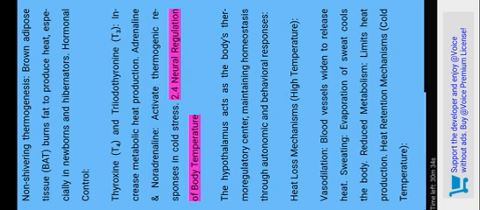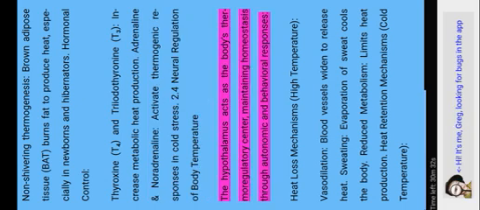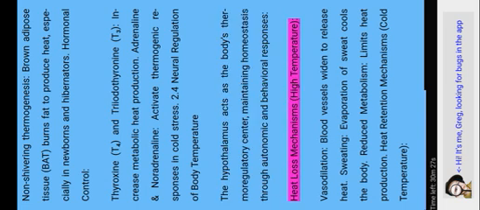2.4 Neural regulation of body temperature. The hypothalamus acts as the body's thermoregulatory center, maintaining homeostasis through autonomic and behavioral responses. Heat loss mechanisms, high temperature: vasodilation.